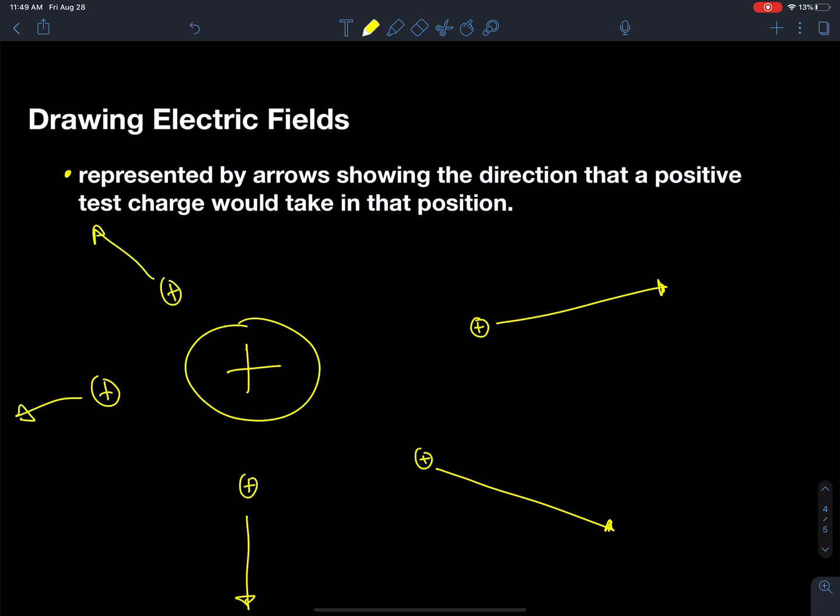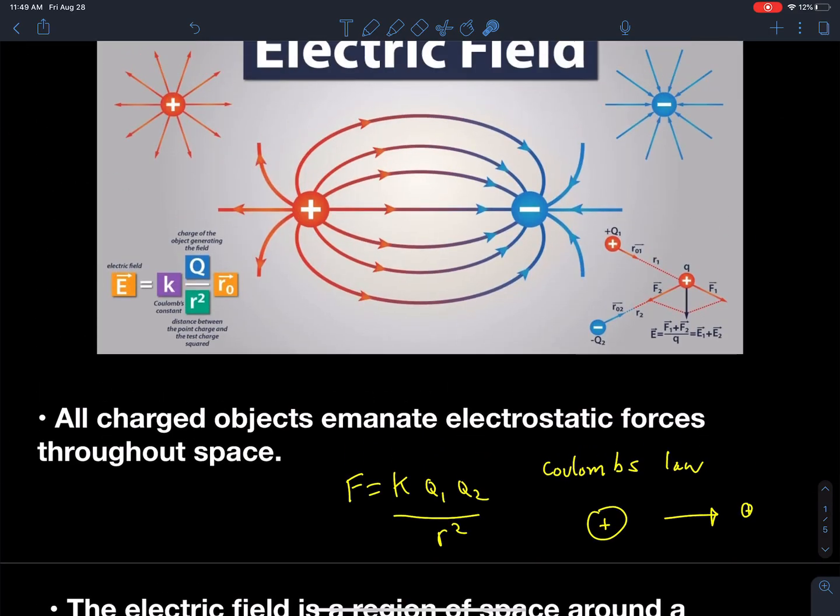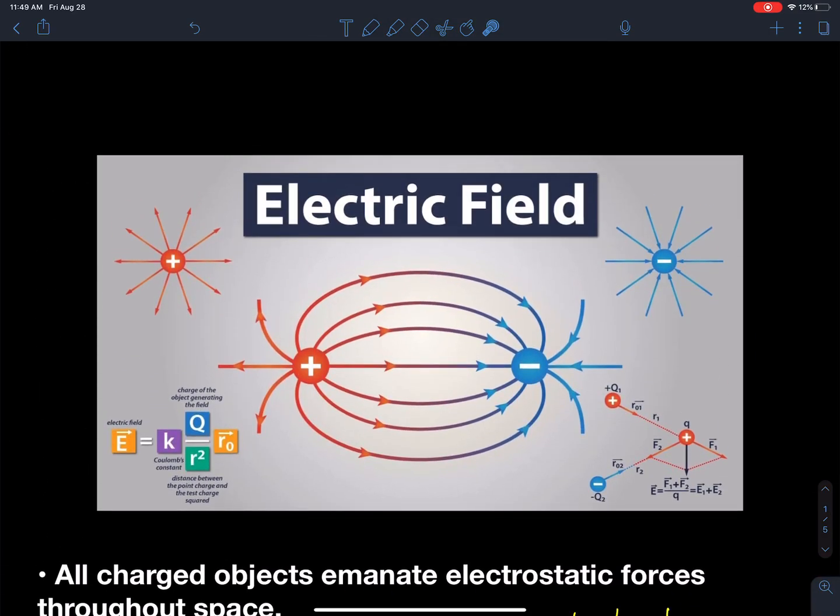If I really wanted to map out what the electric field around this central object would be, I would keep putting positive test charges all around here and drawing the arrows, and eventually it would end up looking like this. This is a drawing of what the electric field would look like around a positive object, where these are the positive test charges flying, and you can see it's very symmetrical. If it was around a negative object, the positive test charges would fly towards the center, and so that's why the arrows are pointing to the center.